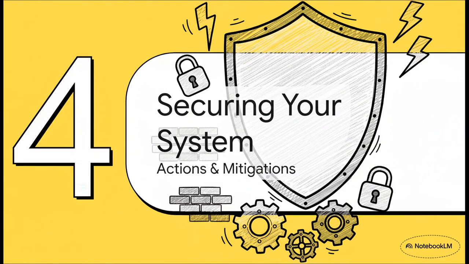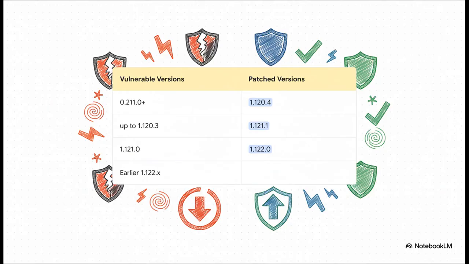Which brings us to the most important part of this whole thing, what you need to do right now. So let's talk about how you can protect your systems from this threat. Okay, this is the key takeaway. Look at this table. Find your n8n version number. If you're running any version in that left-hand column, you are vulnerable. You need to upgrade immediately to one of the patched versions on the right, not tomorrow, now.